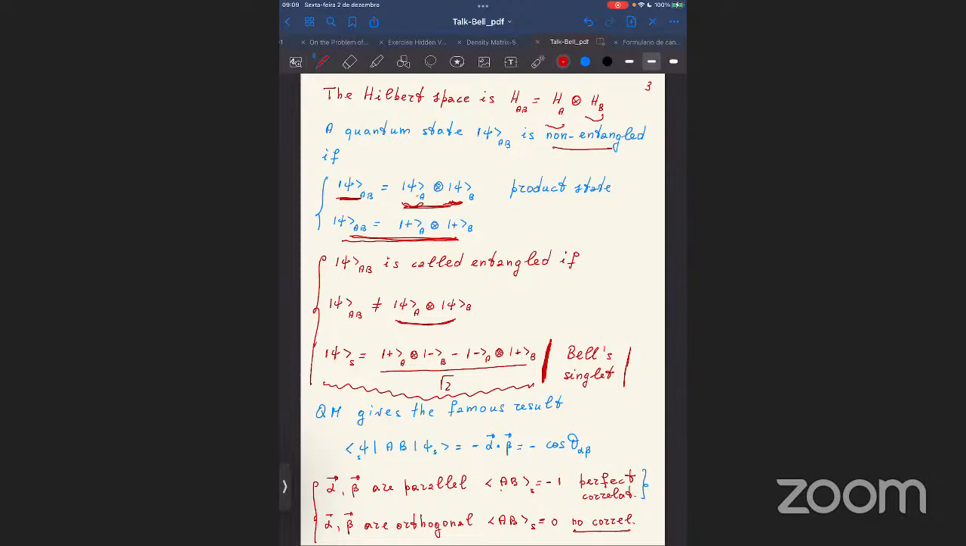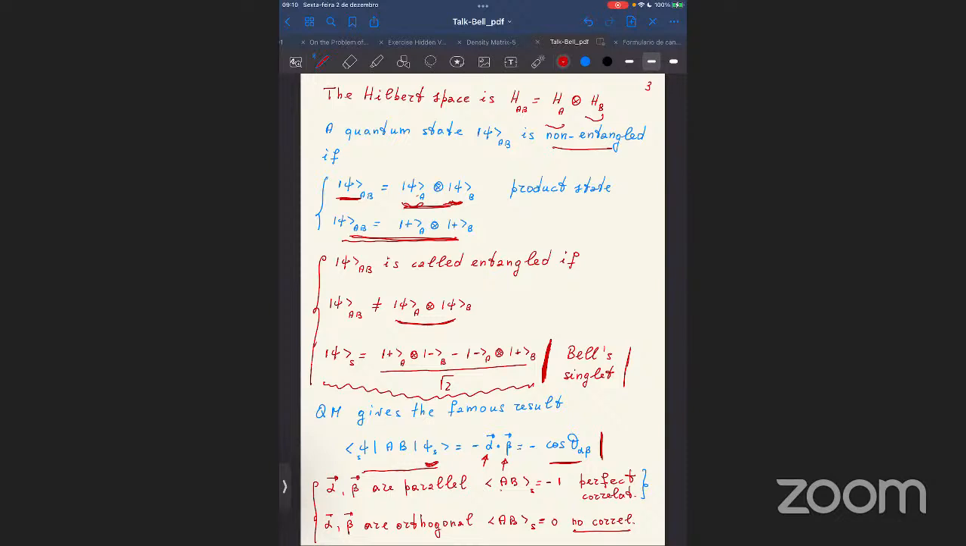So computing the correlation function in quantum mechanics by using an entangled state gives the very famous result that the correlation function is given by minus the cosine of the angle between the direction alpha in which Alice is measuring and the direction beta in which Bob is measuring. So this is a very, very famous and important result.